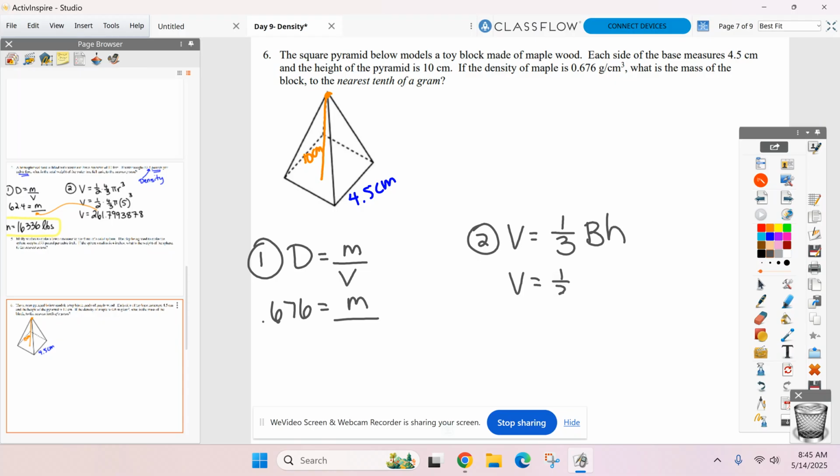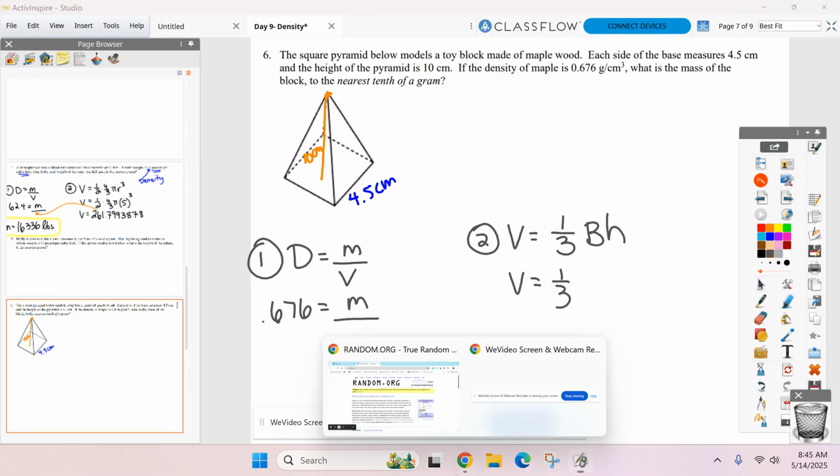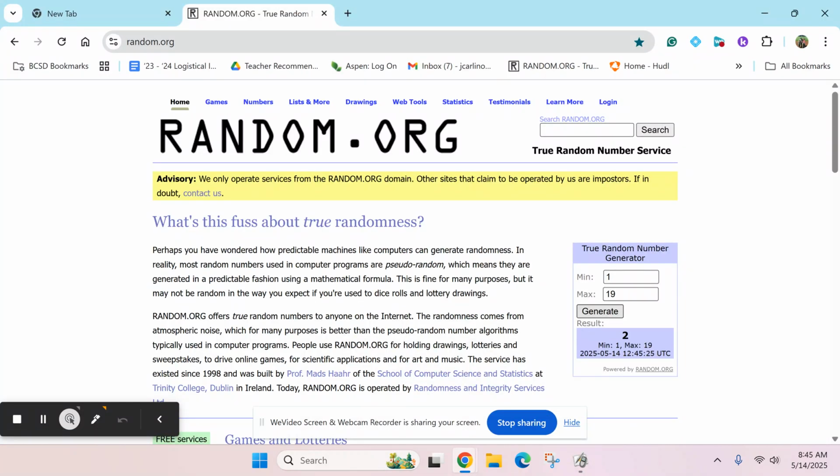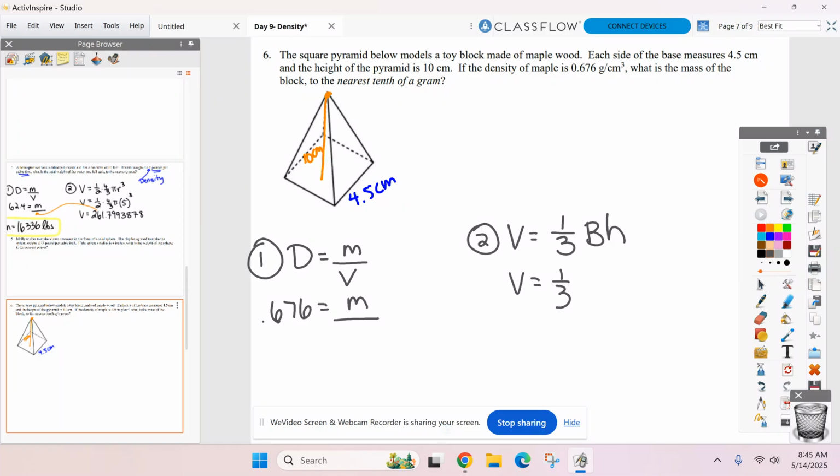All right, talk to me. How do you find the area of this square base to substitute in for capital B? How do you find it, Mia? How do I find the area of this base? Yep, 4.5. And since it's a square, also 4.5 times the height, 10.